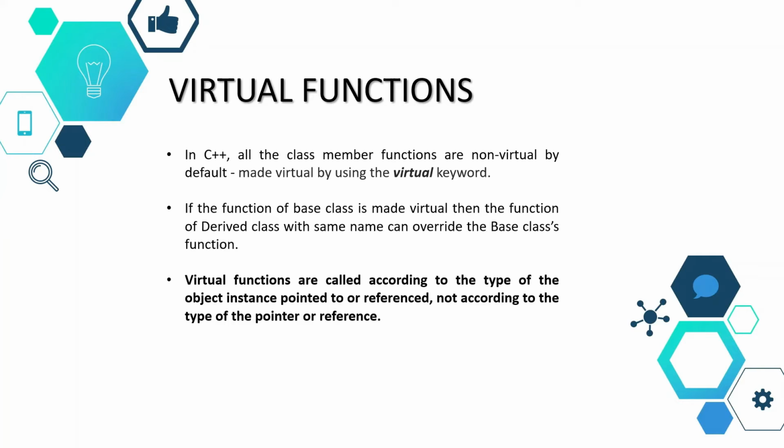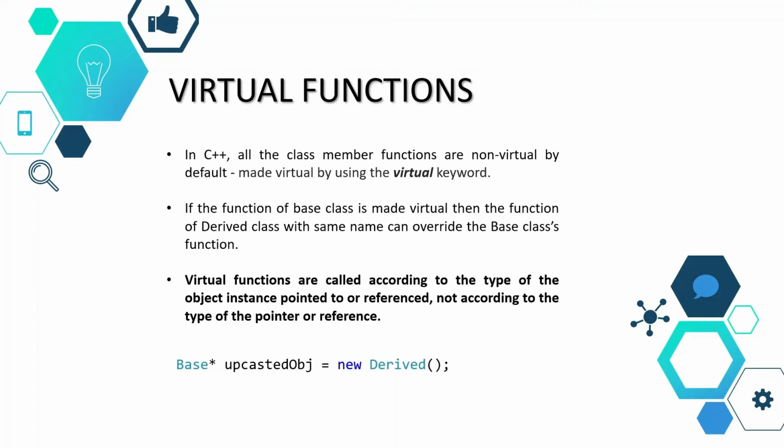Specifically in C++, all the class member functions are non-virtual by default. But they can be made virtual by using the virtual keyword in the function signature of base class. If the function of base class is made virtual, then the function of derived class with same name can override the base class's function. Virtual functions are called according to the type of object instance pointed to or referenced, and not according to the type of pointer or reference.